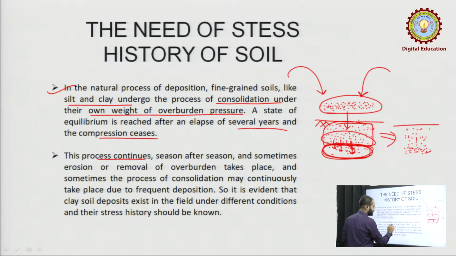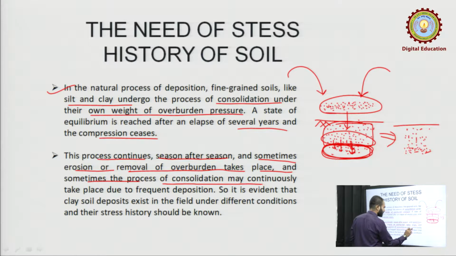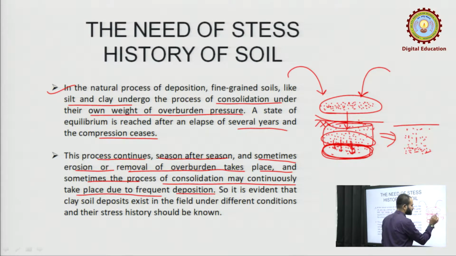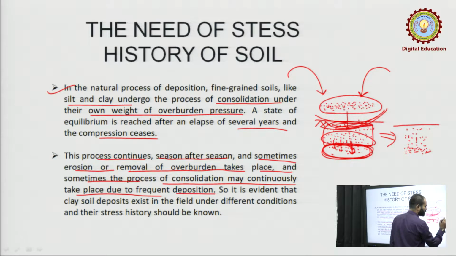This process continues season after season, and sometimes erosion or removal of the overburden takes place, and sometimes the process of consolidation may continuously take place due to frequent deposition. As I have already told you, deposition may take place time and again at a part, and sometimes the opposite may also happen; erosion may also take place from this part. It need not be that only deposition is taking place. Once erosion takes place, the upper layer will get removed from the soil.